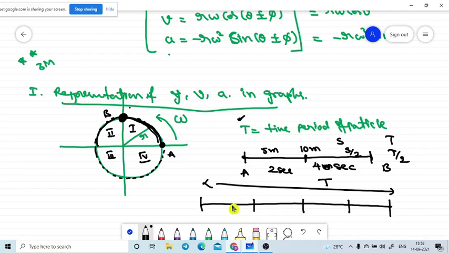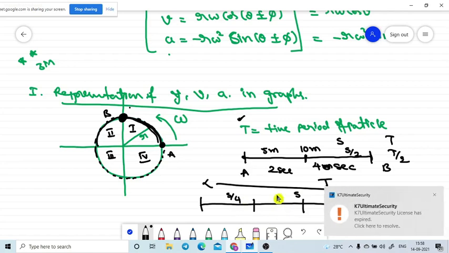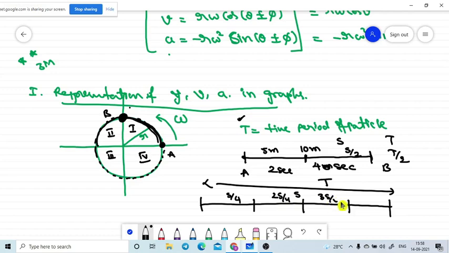So this total distance is S. This portion is S by 4, this portion is 2S by 4, this portion is 3S by 4, and up to here we get S. Please look at this: up to this point S by 4, up to this point 2S by 4, up to this point 3S by 4, up to this point S only. These are 4 equal distances or displacements.